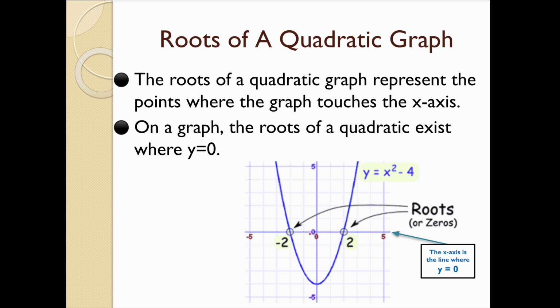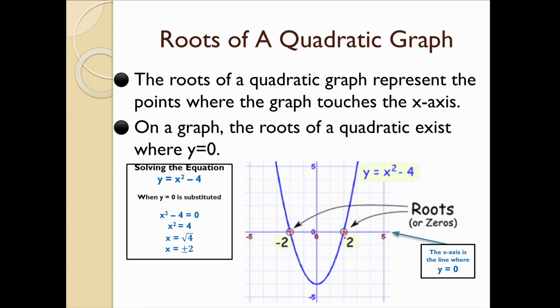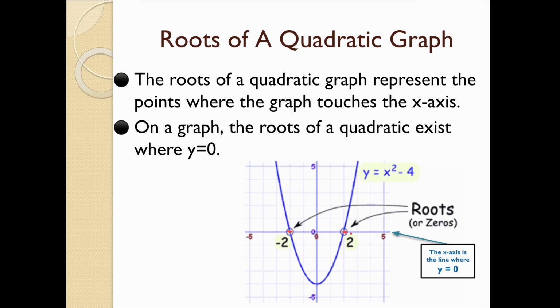The roots cross at the x-axis. So right here and right here is where this quadratic crosses the x-axis. Therefore, these 2 points would represent the roots. In this case, the roots are -2 and +2. So -2 here and +2 here. All right, so take this down. You can use this as an example to show you where the roots are located.